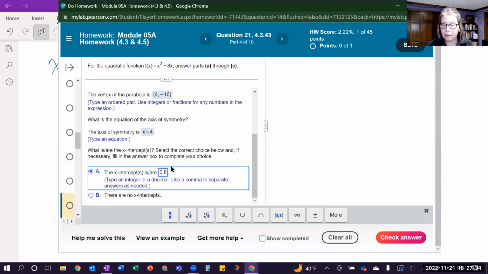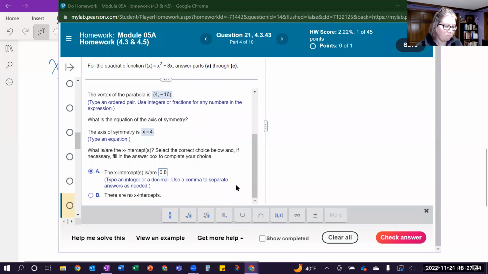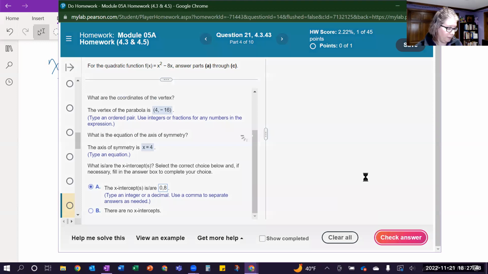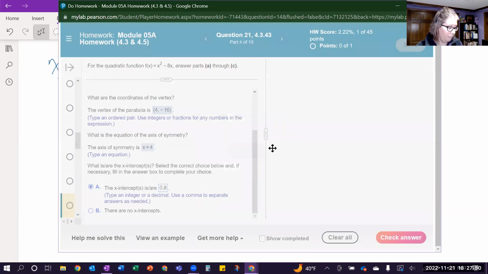This is not an ordered pair. I'm not putting in parentheses. So again, math is a kind of language all of itself. So you want to make sure that you're putting things in the correct notation. So we're going to check that, and we're good.